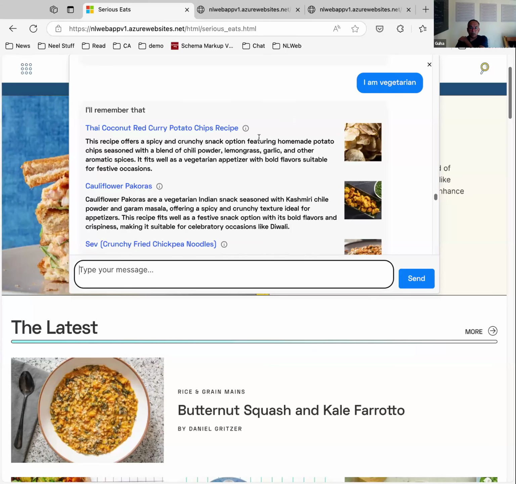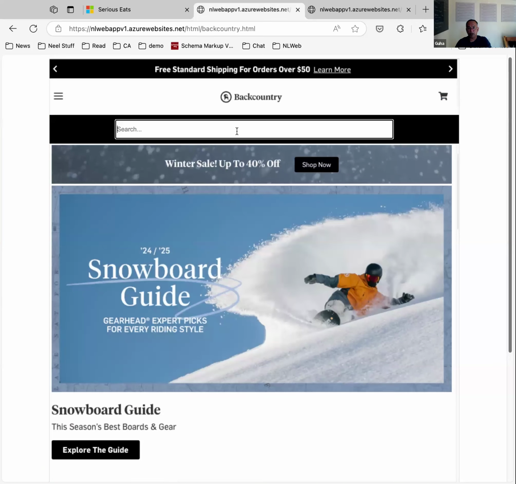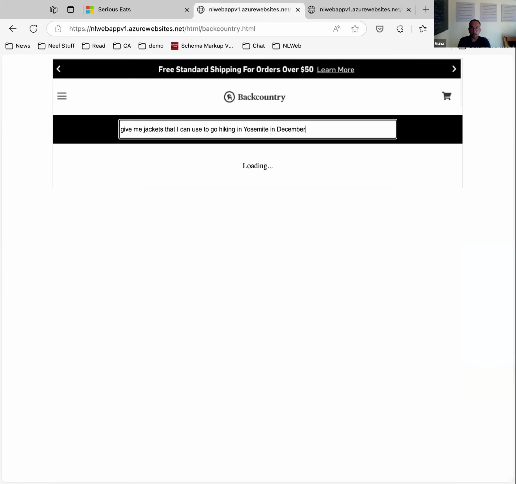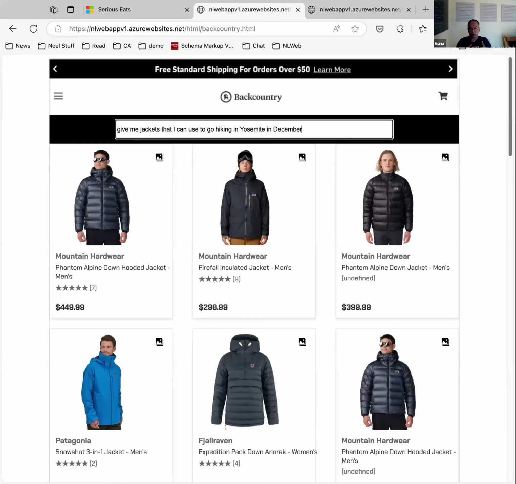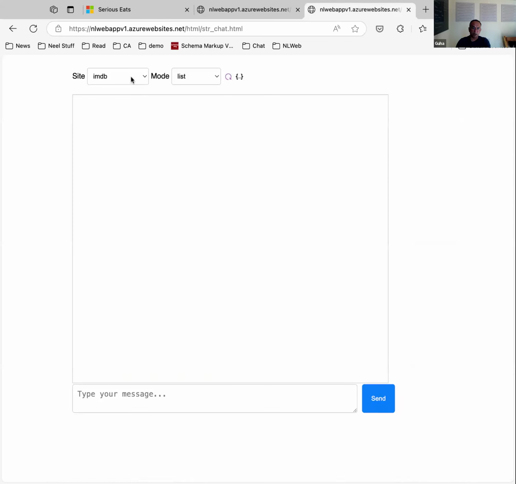And then I get, of course, only vegetarian recipes and so on. Not everybody wants to have this kind of a UI. Some people would like to have a more conventional UI because their business model depends on it. And so here is a site, Backcountry: give me jackets that I could use to go hiking in Yosemite in December. And this not only brings in knowledge about December and the weather in Yosemite and so forth, but also allows the website to have a more traditional UI so that they can continue with their sponsored links and other such things. Underneath here, let me give you another example, let's actually go back to the backcountry example.